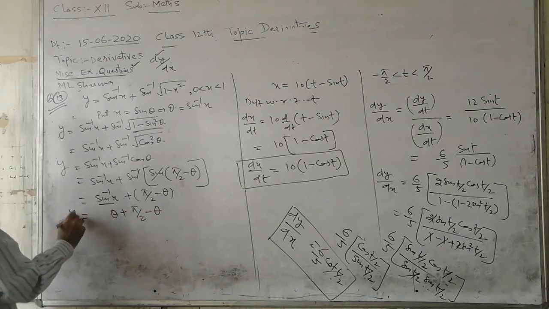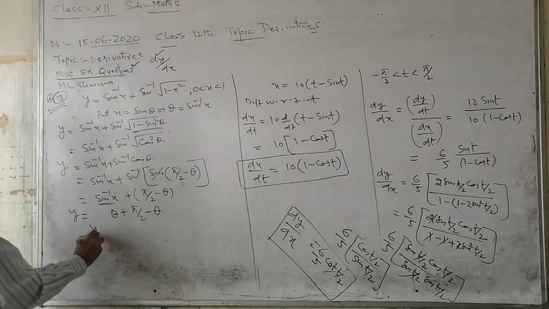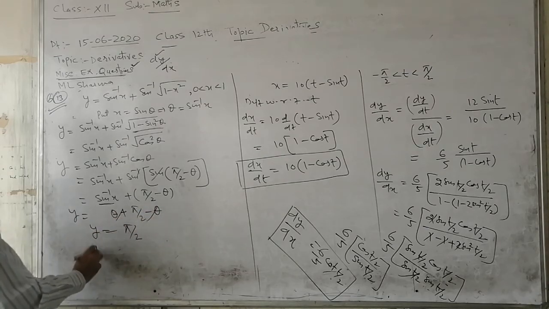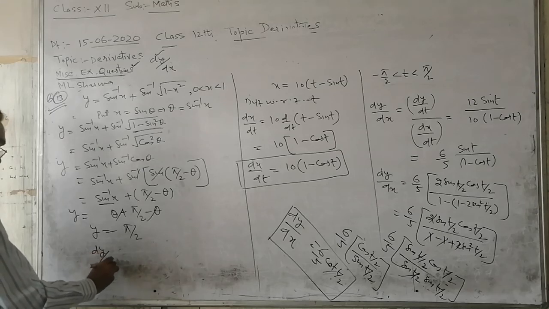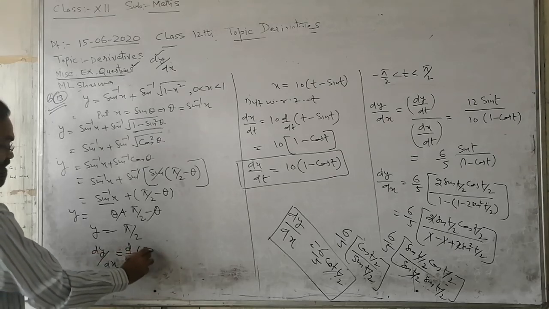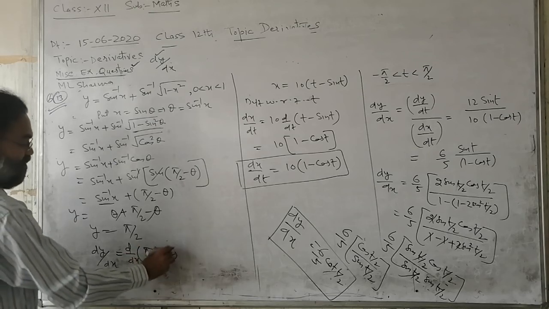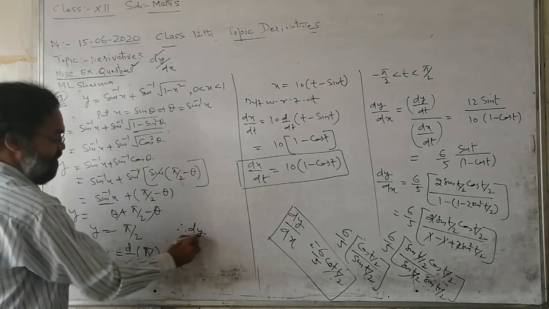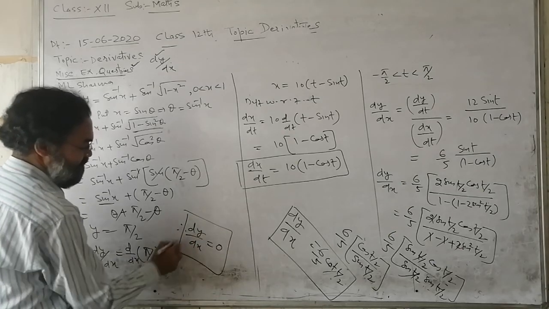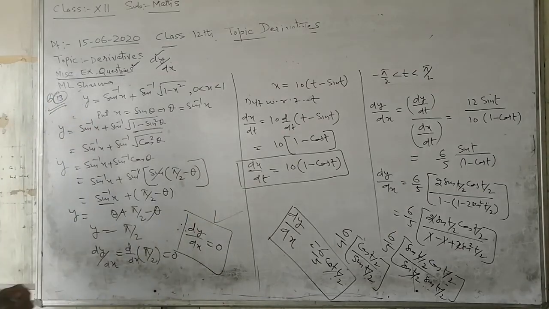So the value of y is equal to, they cancel each other, pi by 2. And if I differentiate, dy upon dx, this is a constant, and the derivative of a constant is 0. So that means dy upon dx is 0. So this finishes your miscellaneous exercise of derivatives.